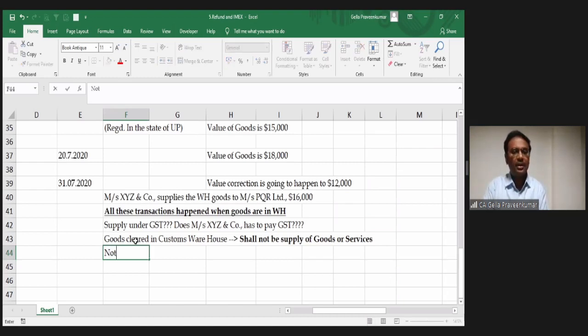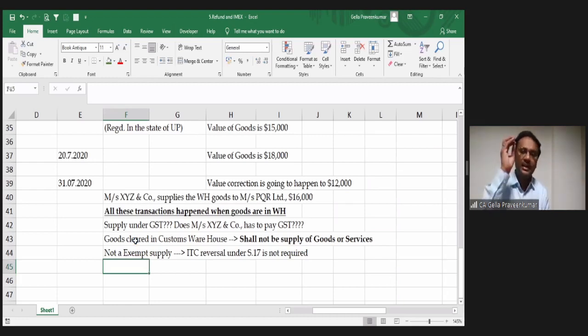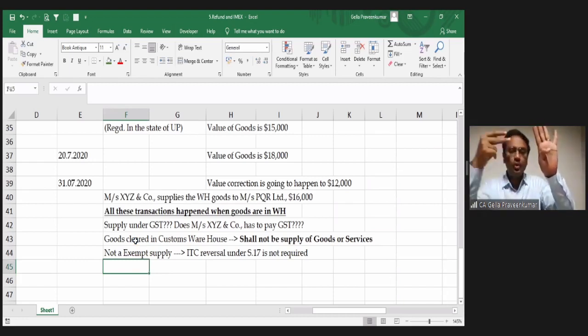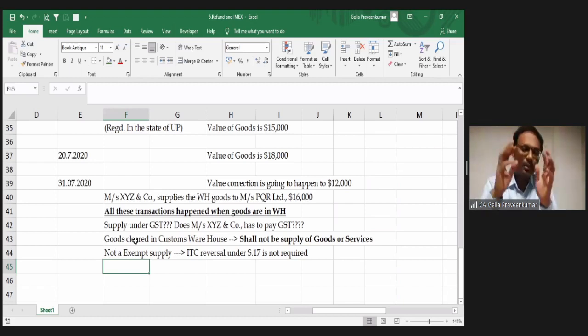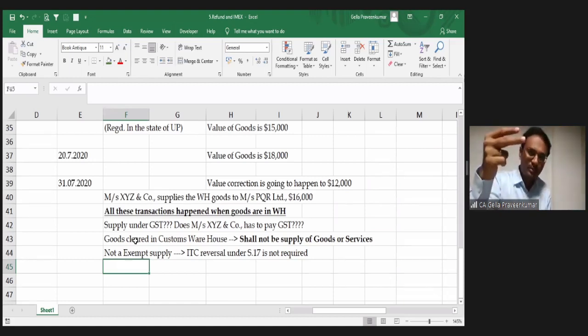The moment it is not an exempt supply, my ITC reversal under section 17 is not required. Friends, in the examination, please expect 2 marks. When I'm saying 8 marks is the weightage, 4 marks for computation of refund are taken care of, and 2 marks for applicability of your import-export provisions in relation to supply of goods which takes place in a customs bonded warehouse. Expect a 2 marks theory question.